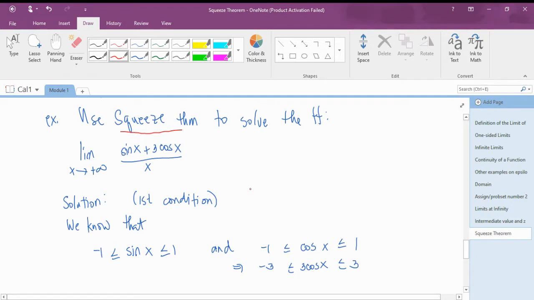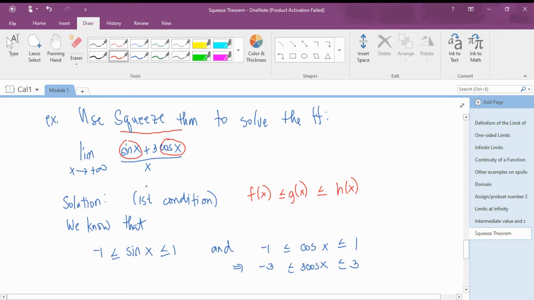So, yung first condition, kailangan nating maghanap ng f of x and h of x such that yung g of x natin ay greater than or equal to f of x and less than or equal to the h of x. So take note, dalawang functions yung prominent dito sa sine x plus 3 cosine x over x. So yung dalawang functions na yon ay si sine x at saka si cosine x. So ano ba yung bounds ng sine x and cosine x natin?